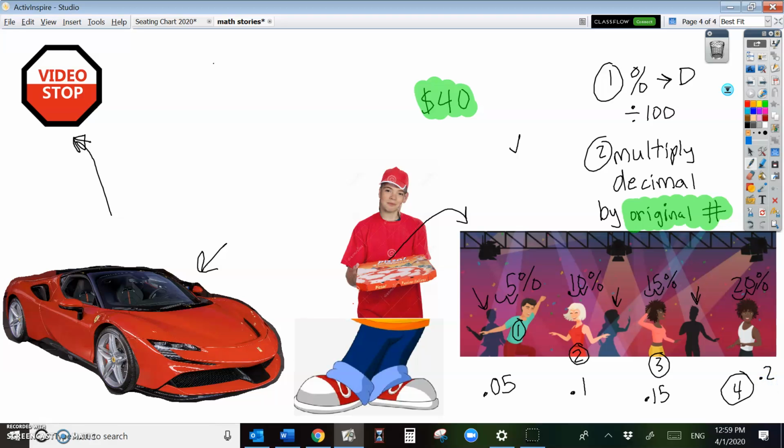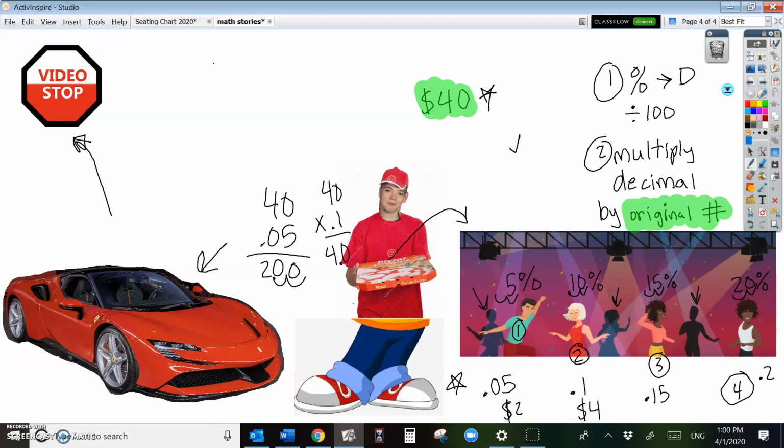Now stop the video and multiply these amounts. 40 times 0.05, and tell me what you get. Move decimal twice to the left. So this guy paid $2. Is that what you got? Okay, stop the video again and find the tip for red dress lady. One decimal place. So it looks like she gave a $4 tip.